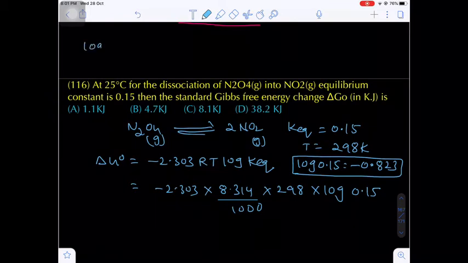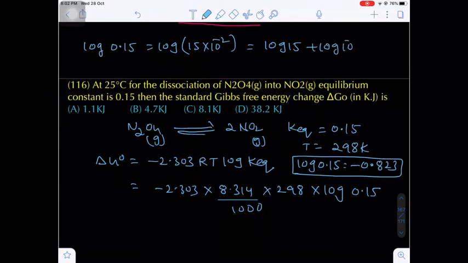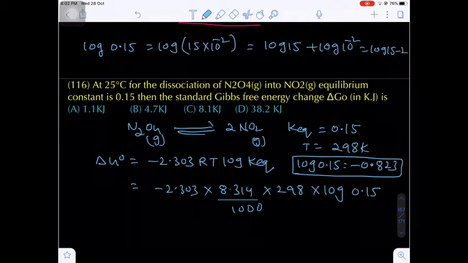I will explain here. Shall I write log of 0.15 equal to log of 15 into 10 to the power minus 2? Yes or no? Now it is in the form of log AB. Shall I write log of 15 plus log of 10 to the power minus 2. We know log x to the power n is n log x. So here I write log of 15 minus 2.